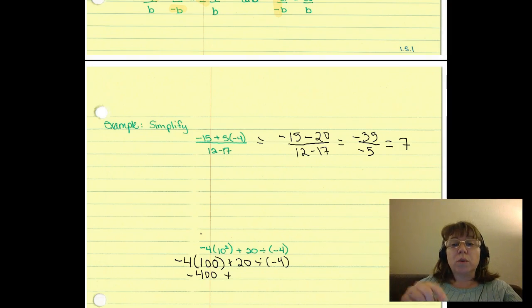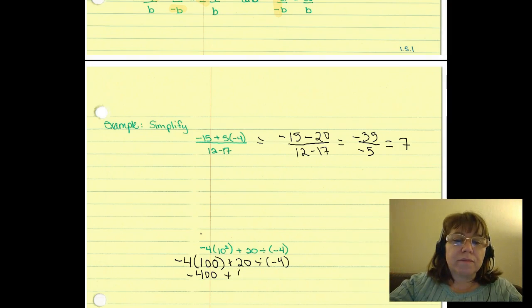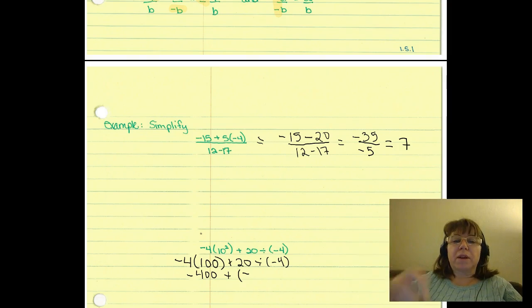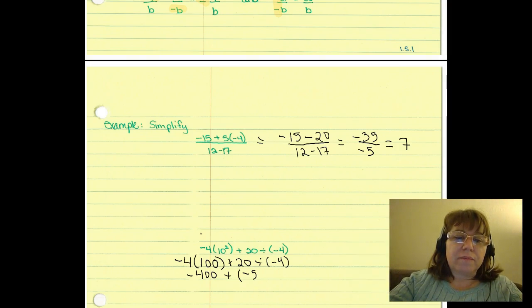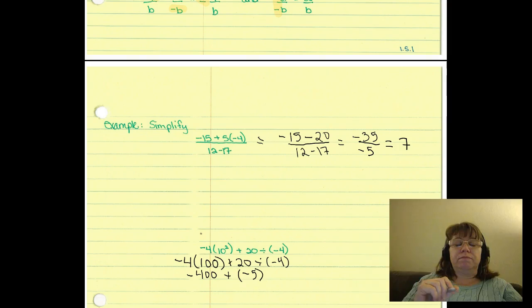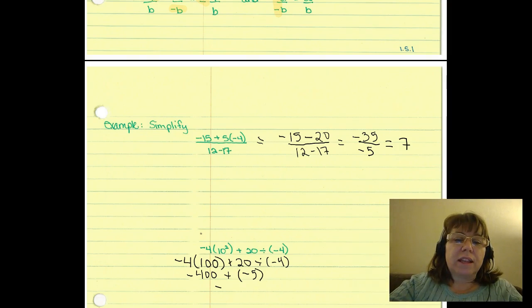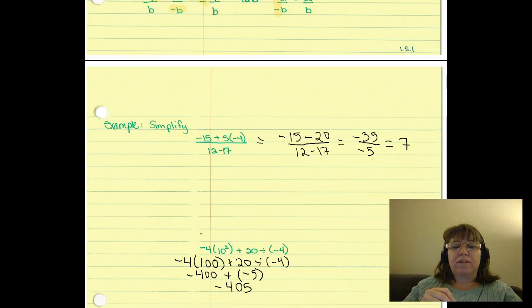Plus, now I do the 20 divided by negative 4. A positive divided by a negative is a negative, and 20 divided by 4 is 5. So now I have negative 400 plus negative 5, so my final answer is going to be a negative 405.